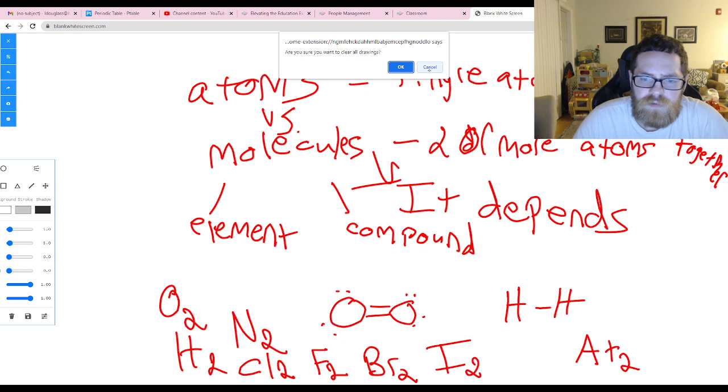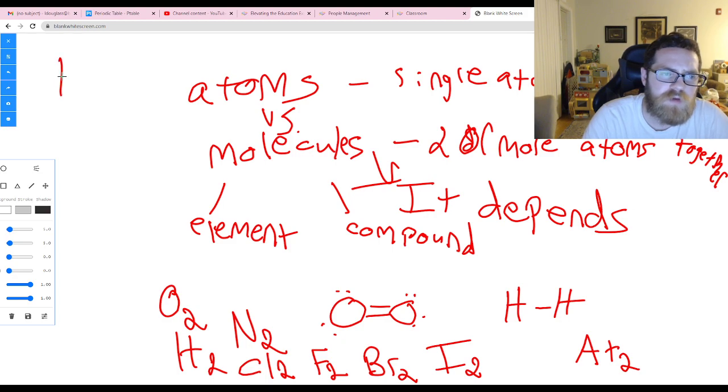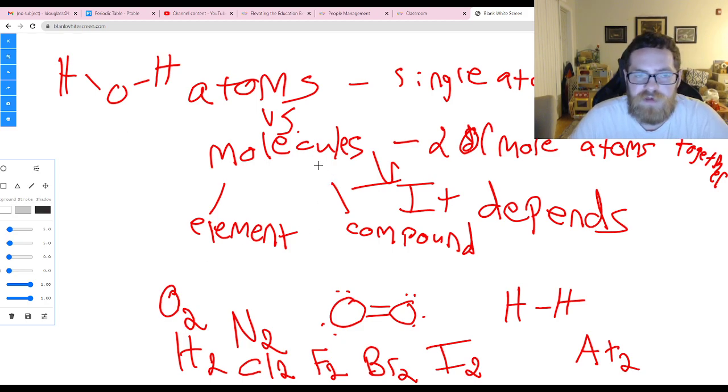So these would be elements. However, a molecule can also be different kinds of atoms. It doesn't specify that it's not that. So this is a water molecule made of hydrogen and oxygen. As we discussed previously, water, pure water, is a compound. So a molecule could be an element or a compound.